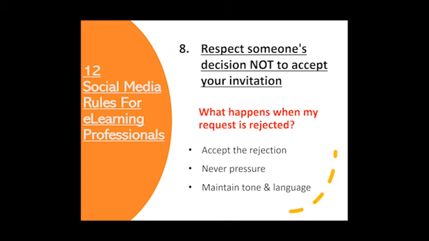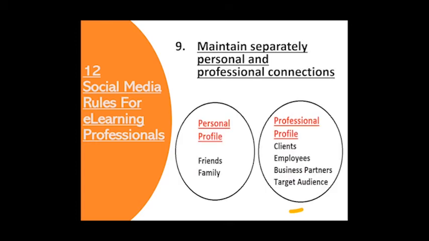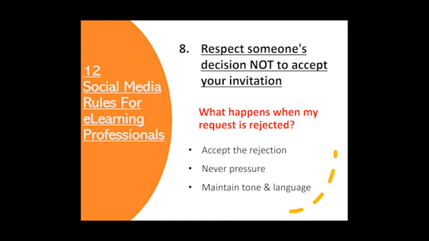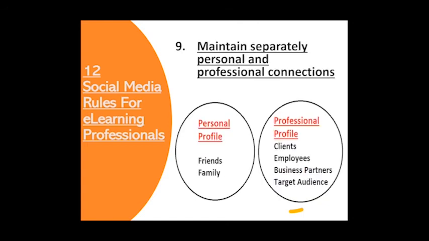Number 9, maintain separately personal and professional connections. Some people connected with you because of business reasons. Others connected with you because of personal reasons. Instead of confusing who to display your business profile to and your personal profile to amongst your contacts, separate your contact lists according to their connection to you. It's unnecessary to have your personal connections in the account you have as an e-learning professional.